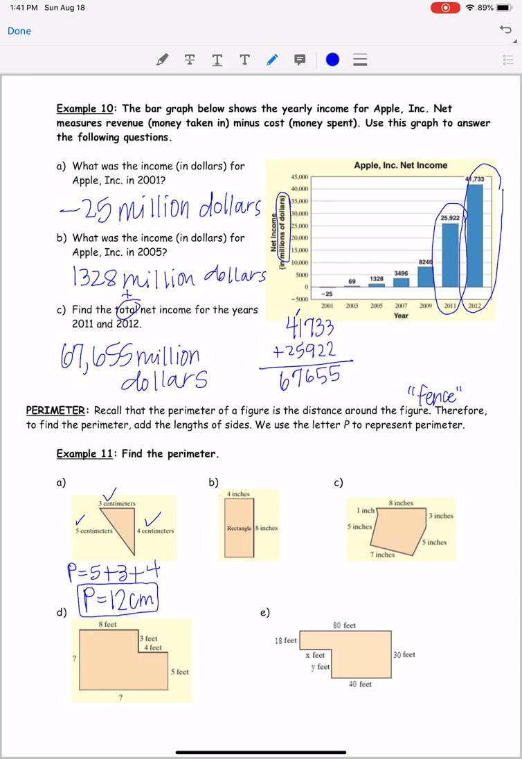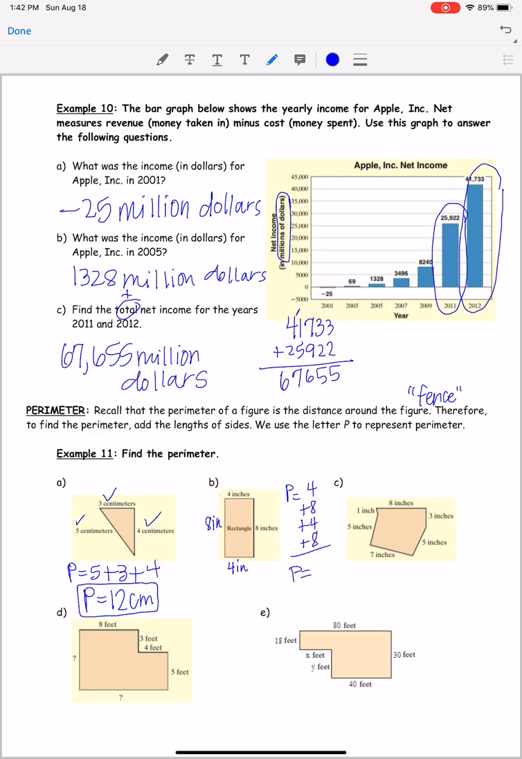On B, we have a rectangle. That means this side is the same as this side, and these two sides are also the same. So you only have 2 numbers here, but we know all 4 sides. You've got 4 inches, 8 inches. This bottom one is 4. This side one here is 8. So when we find the perimeter, we're going to add 4 plus 8 plus 4 plus 8.